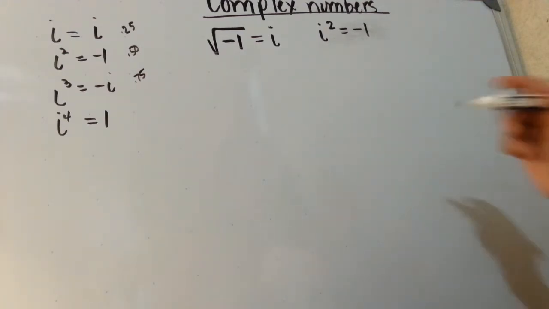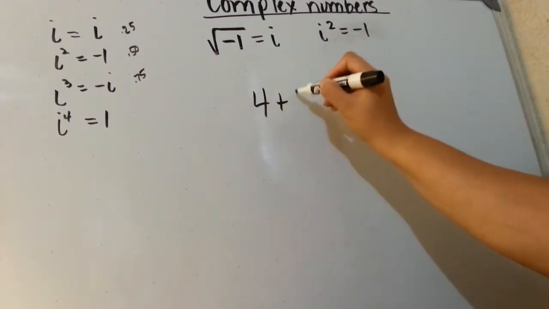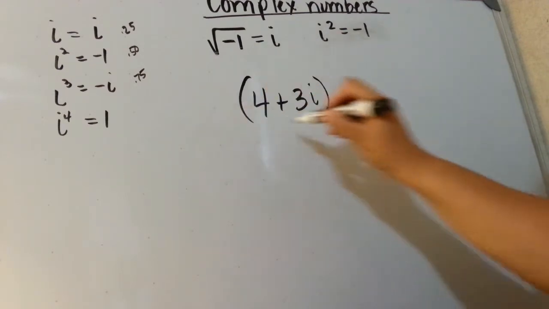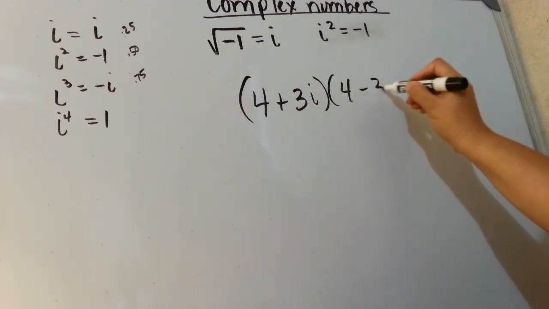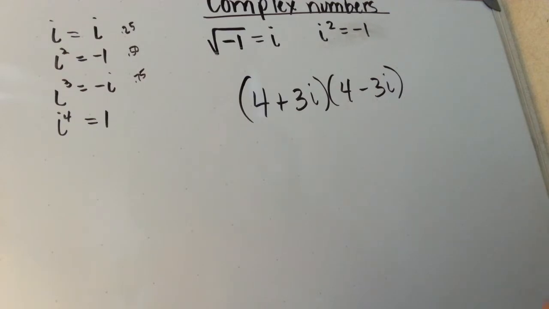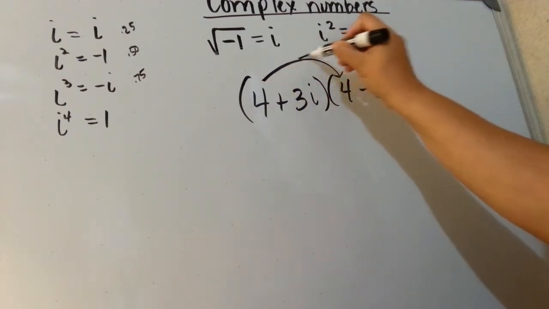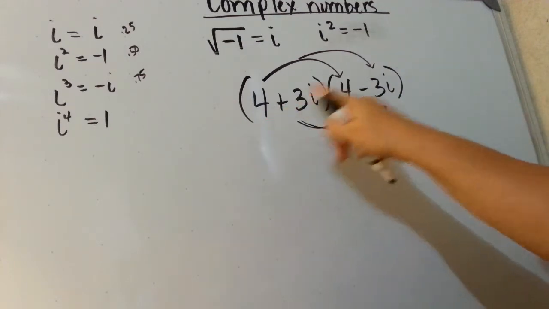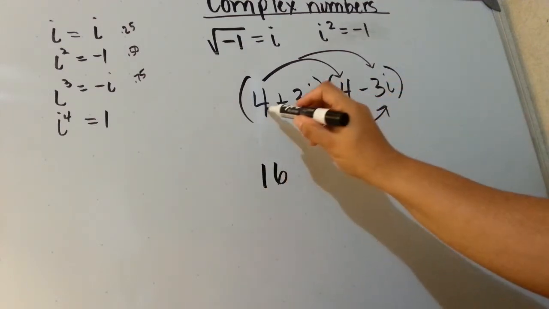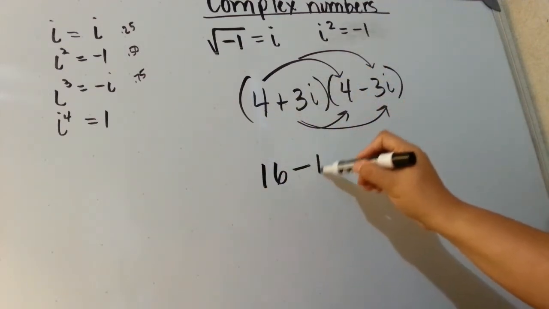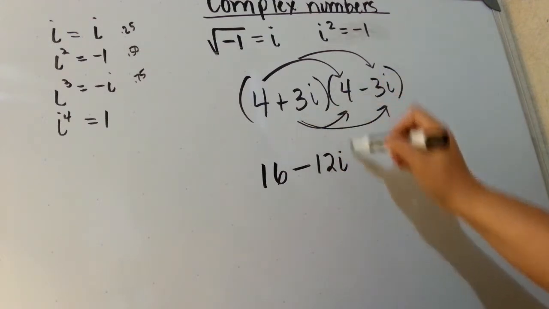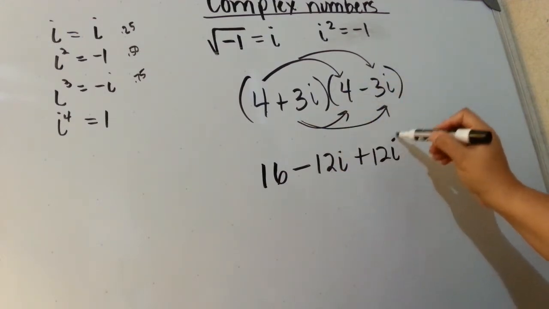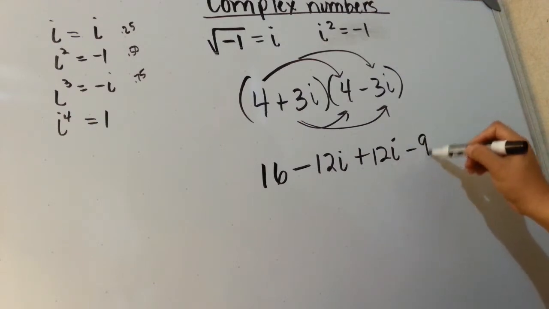You're multiplying conjugates. The conjugate for this one would be 4 minus 3i. And this works the same way. 4 times 4 is 16. This one times this one is minus 12i. This one is plus 12i. And minus 9i squared.